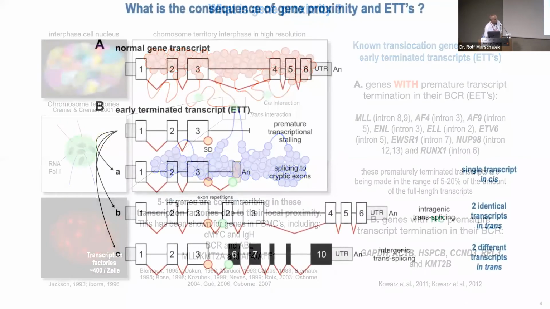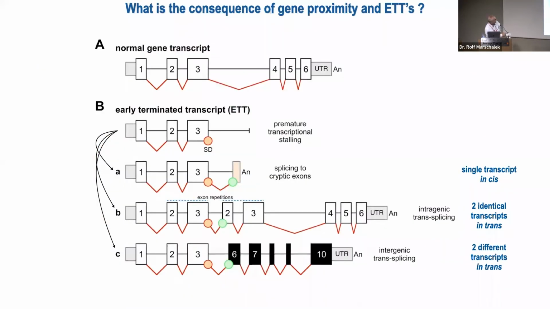So why is this important? If you have a normal gene with exons and introns, we have splice sites at the end or in the beginning of the exons, and we get splicing, as you know from textbooks. But what happens to a transcript which has this early termination? You have a splice donor site which has no partner, no splice acceptor site.